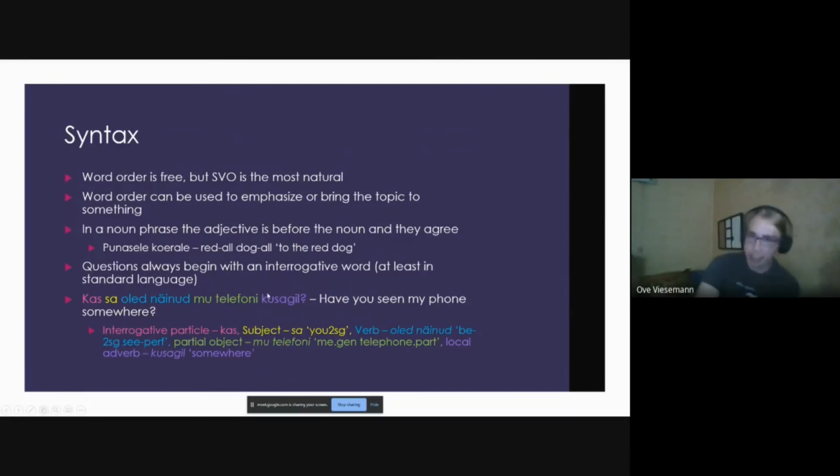Kas sa oled näinud mu telefoni kusagil means have you seen my phone somewhere? Interrogative particle is kas. Subject is sa, it is you in second singular. Verb is oled näinud. It is be second singular and see perfect form. Then partial object is mu telefoni. It's me in genitive, telephone in partitive. Then the local adverb is kusagil, somewhere.